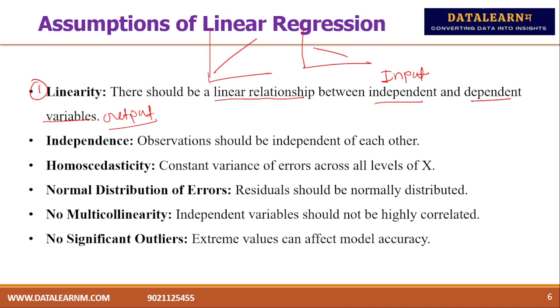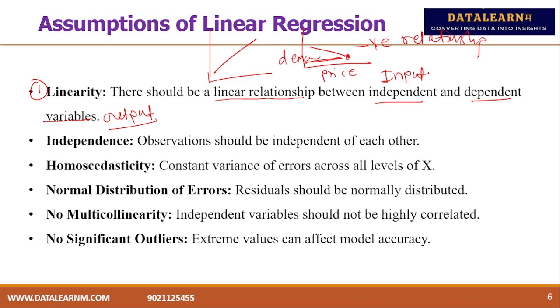It may be positive, it may be negative. If price increases, demand may decrease, right? For more price, demand is less, so it is a negative relationship. But there should be some relationship between input and output, independent and dependent, feature and target. Three different words are used: if you take input variables as features, the output will be the target. Is it going good? I hope you are getting this.